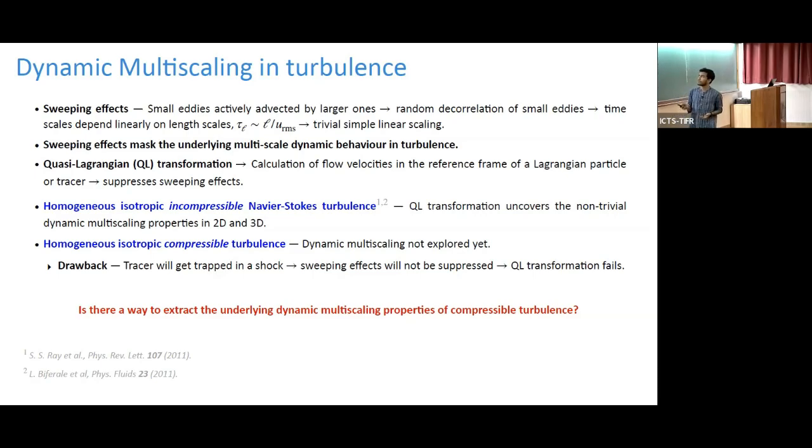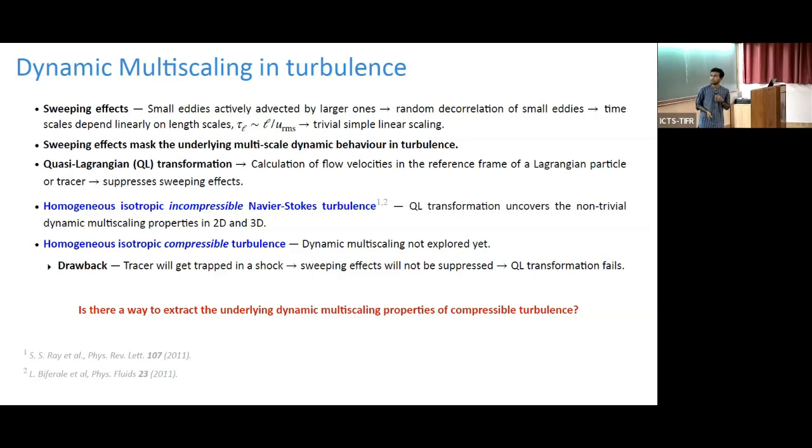And this has been verified from 2-dimensional and 3-dimensional simulations of the Navier-Stokes turbulence by Chamriti Shankar Rai and Luca Biferale as well. However, such quasi-Lagrangian approaches have not been used for compressible turbulence. And there is good reason for not doing so. Why? Because a tracer particle can get trapped in a shock, and as a result, it won't be suppressing sweeping effects. We have also verified this in our simulations of Burgers turbulence, which happens to be compressible.